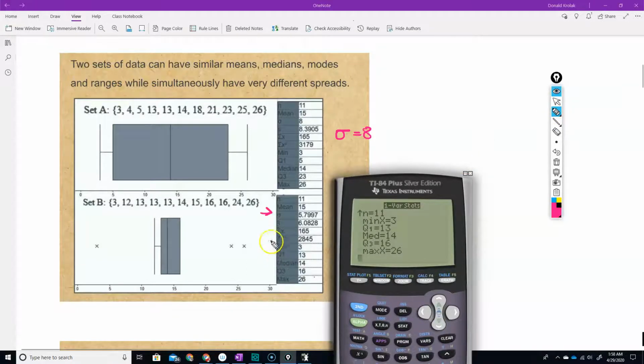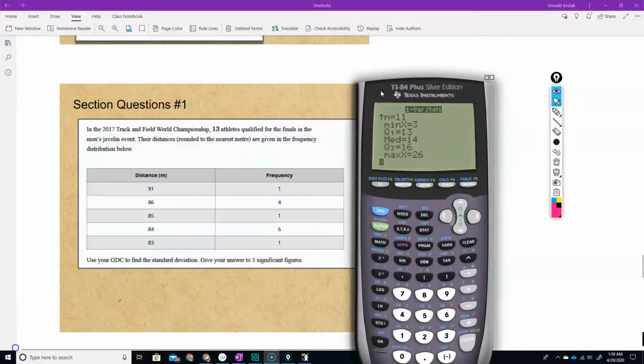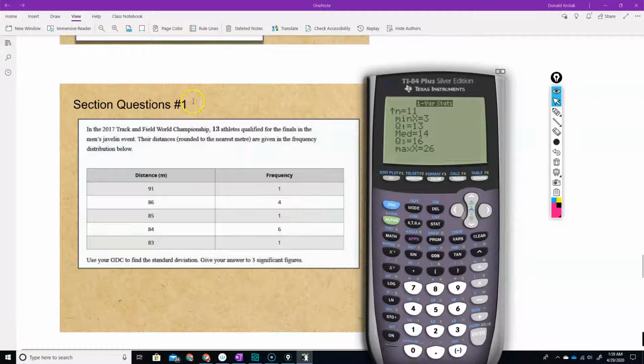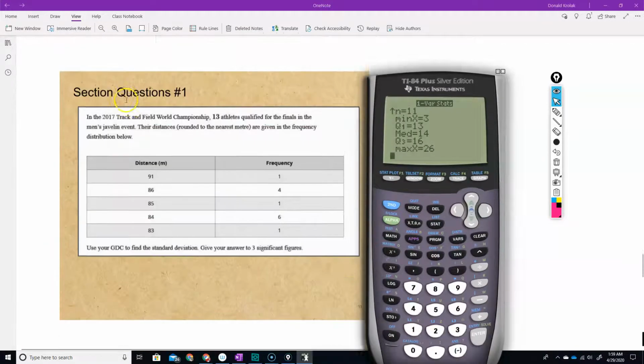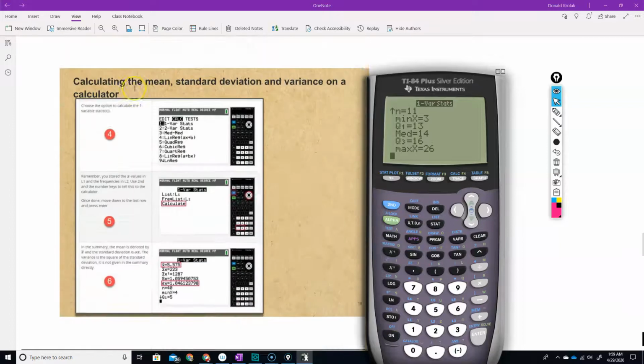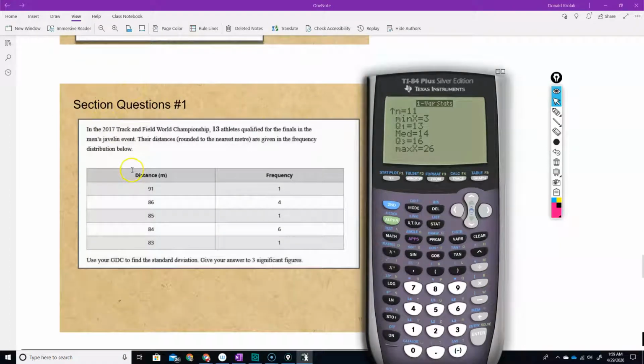Which is right here. Okay. All right. So let's take a look at some examples here. Now, what the section questions are that are a little bit different than the examples that we did in the lesson is that the data is listed with values, but then it also has frequencies.